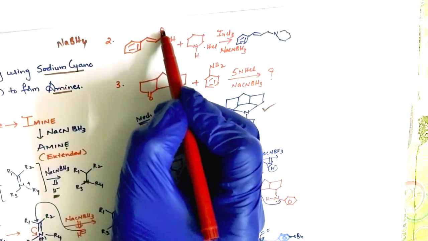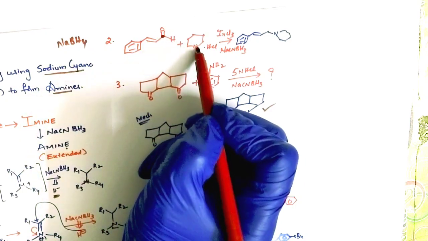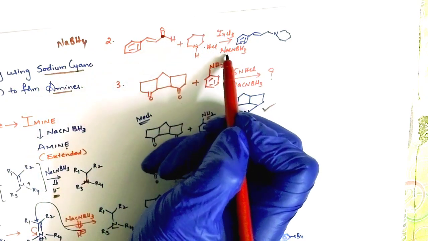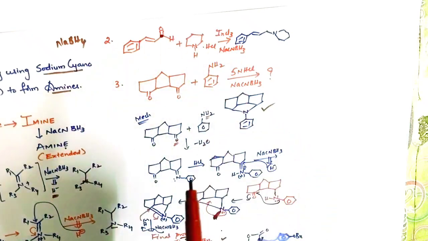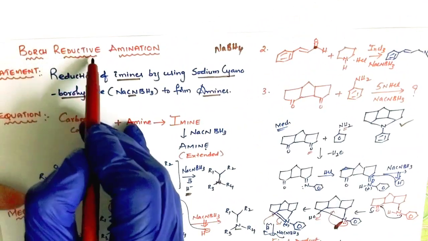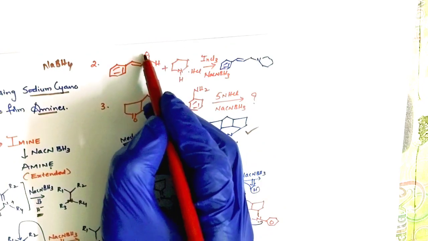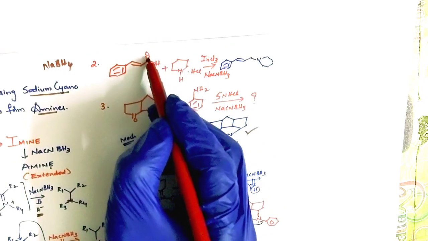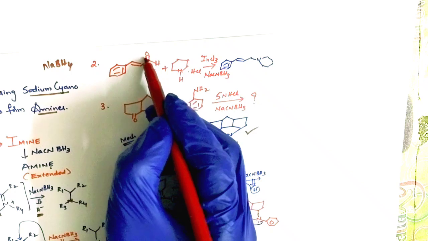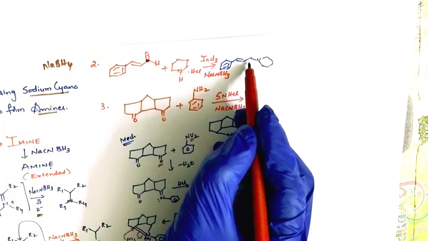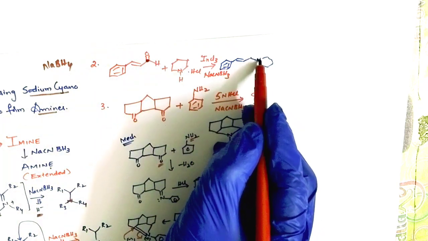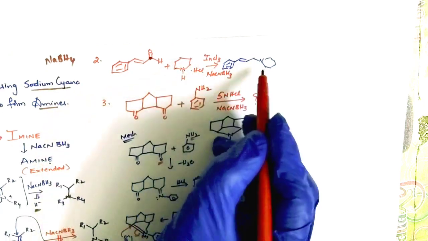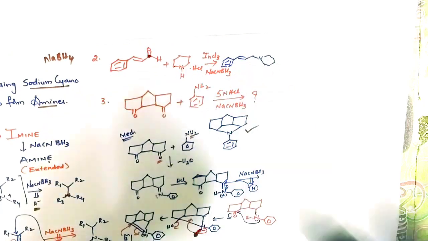Here we have C double bond O and a secondary amine, InCl3 in presence of NaCNBH3. Whenever you have NaCNBH3, you should remember that the reaction is Borch Reductive Amination. Simply what you need to do, whatever the carbon is there, that can be converted into a carbon nitrogen single bond. See, carbon nitrogen single bond. Now it satisfies the valency of nitrogen.